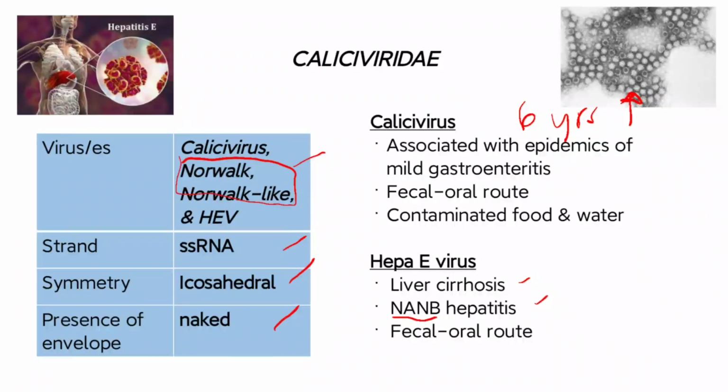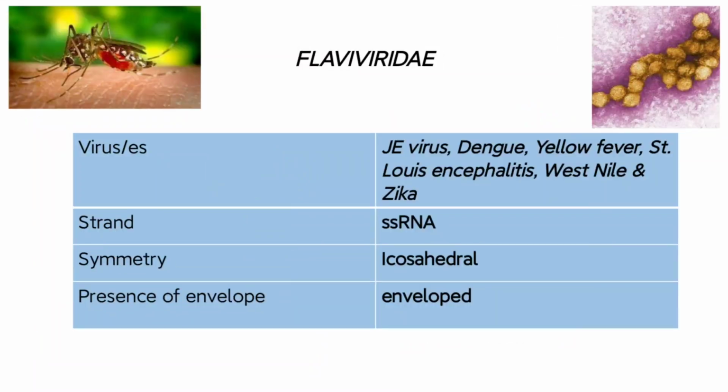Because as we all know, hepatitis A and hepatitis B are the two common viruses na nag-i-infect ng liver, and subsequently magiging hepatitis, no? So hepatitis E is the most common non-A and non-B hepatitis naman. Okay? So fecal oral route din po ito. Next family is the family Flaviviridae.